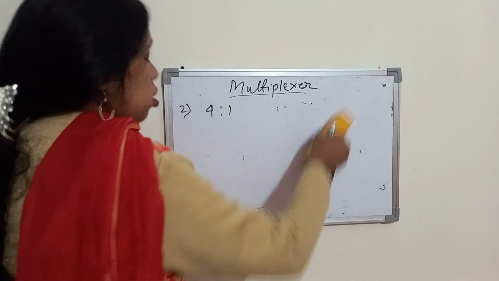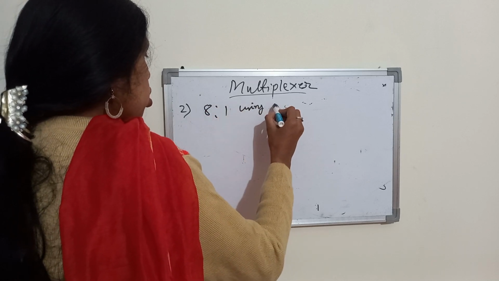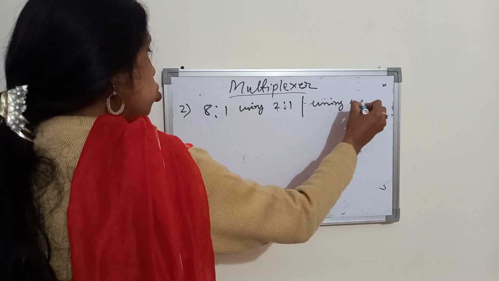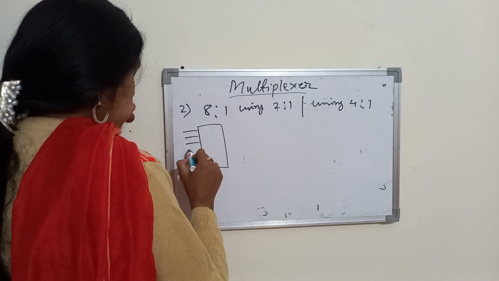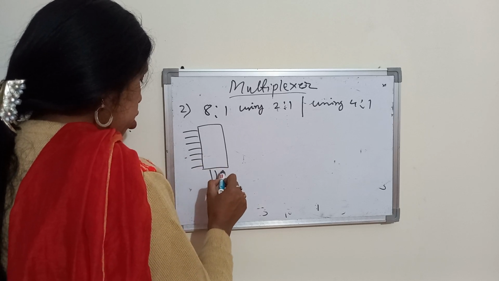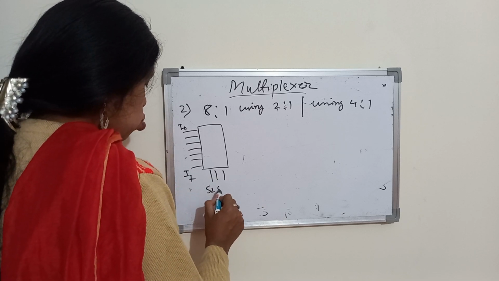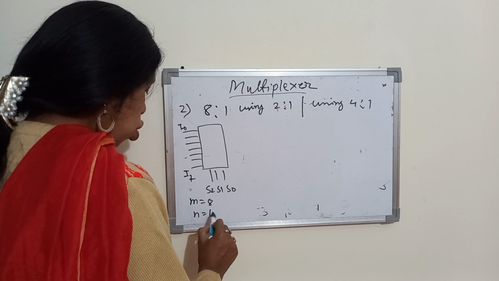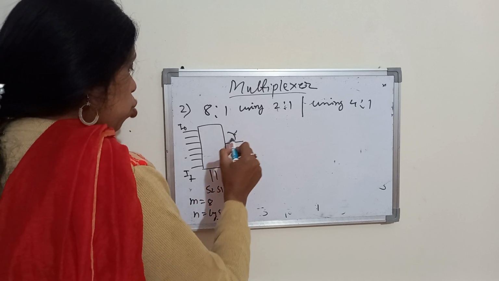Now I will discuss, suppose, 8:1 using only 2:1 or using 4:1. Okay, first I am drawing the 8:1. So how many select lines are there? I0 to I7. Here it will be S2, S1, S0, 3 select lines, because if M is equal to 8, N is equal to log 8 to the base 2. So it will be 3 only. This is your output Y.